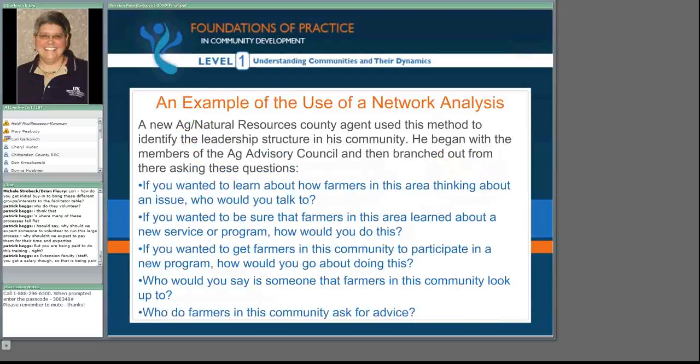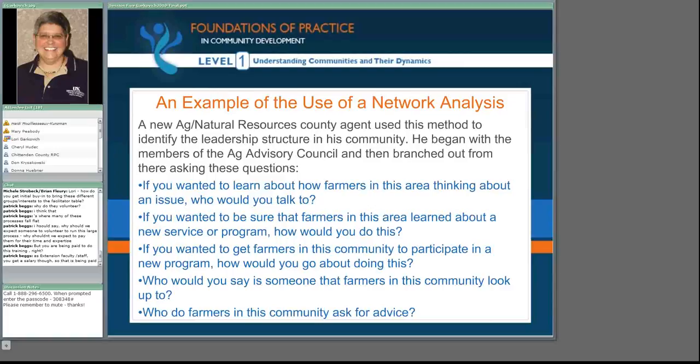And let me illustrate this. I've introduced this method to graduate students in our master's degree program, many of whom are county extension agents. And one of them was a new agent. He'd been in extension for a while, but he was new to the county. And what he did was he used this method to identify the leadership structure in his community related to ag. He began with the members of the Ag Advisory Council and then branched out from there asking these questions.